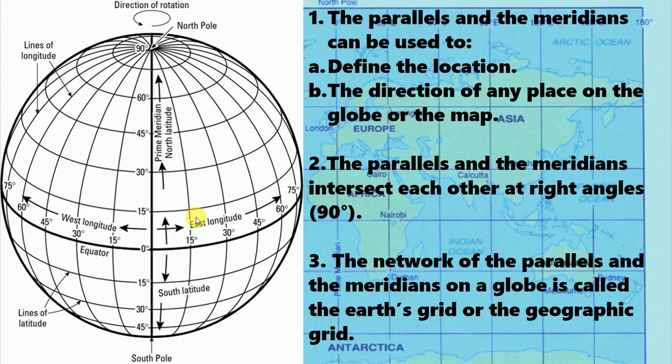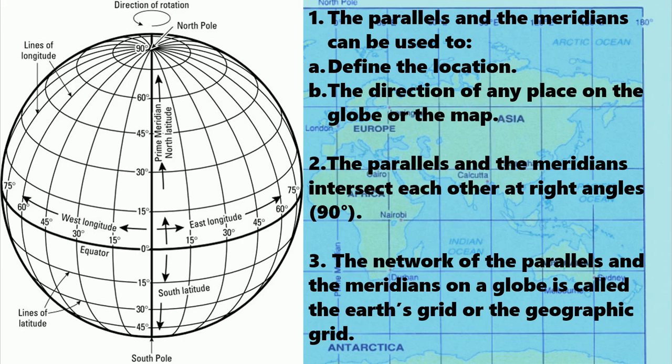Without putting these two lines together, we can never find the exact location of any place. As you can see in this picture, there is a network of lines of latitude and longitude, and they are intersecting each other. A network of lines intersecting each other is called a grid. Each place on the globe is intersected by vertical and horizontal lines.